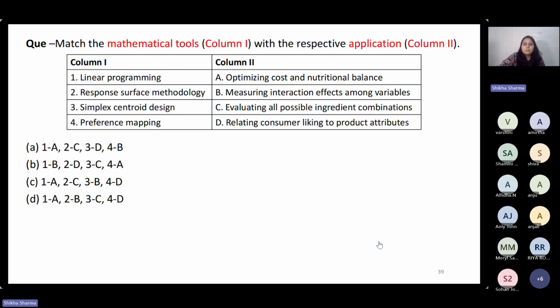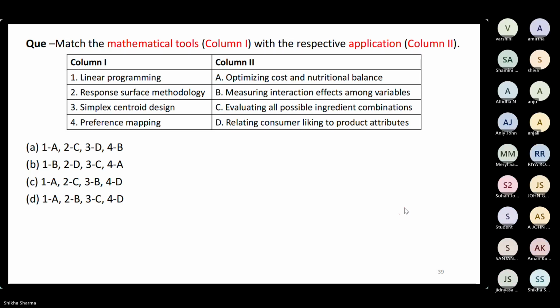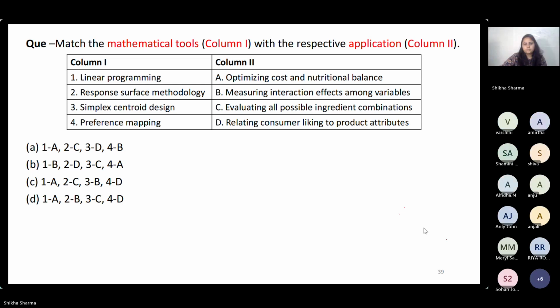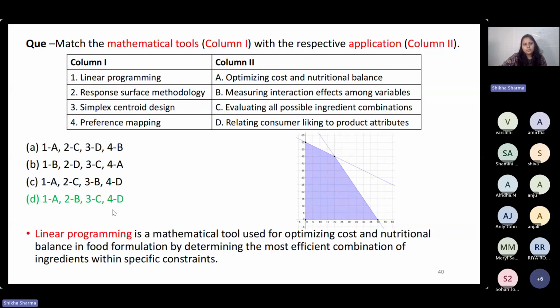Would anyone like to answer this question? Aman, I think B. Okay, Aman is saying that B can be correct. Then Sohan is saying C can be correct. Okay, let's see. So here D is the correct answer.